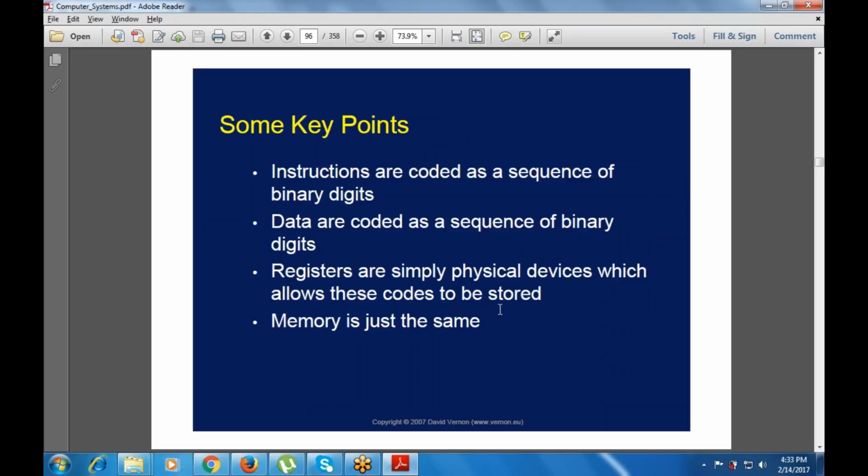So the instructions are coded as a sequence of binary digits. Whenever I want to decide the instruction, it is coded as a sequence of binary digits. And the data are also coded as a sequence of binary digits, this we have done. Registers are simply physical devices which allow these codes to be stored, a place where they can be stored. And the memory is just the same, used for the storage purpose.